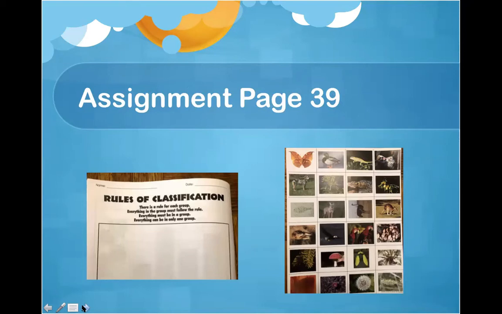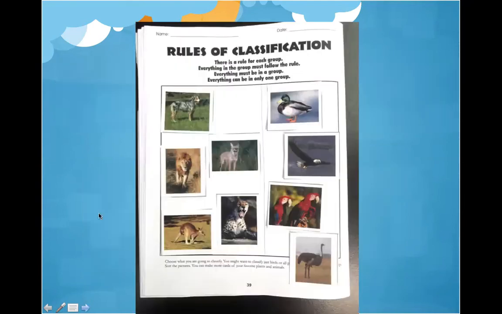Your assignment last week was page 39, rules of classification. You had all these plant and animal pictures, even some fungus in there, and you were supposed to classify them in different ways. You did not have to use all the cards. It says everything must be in a group, but I told you guys you can ignore that and just practice classifying or grouping in different ways. Here are some ways that I classified. See if you can figure this first one out. I have a group of animals on this side and a group of animals on this side. Can you figure out how I classified those?